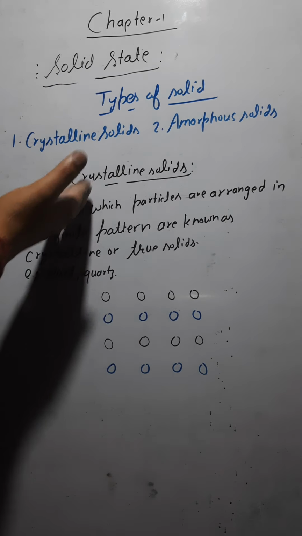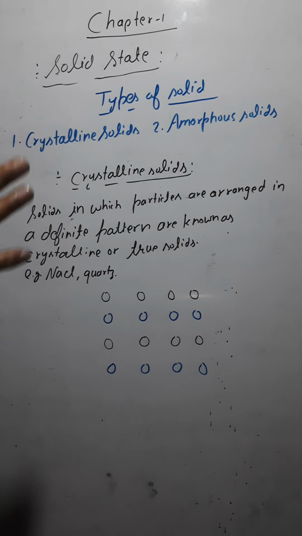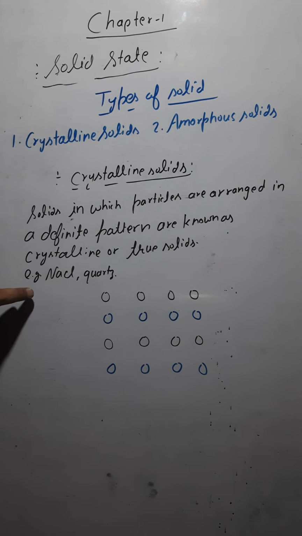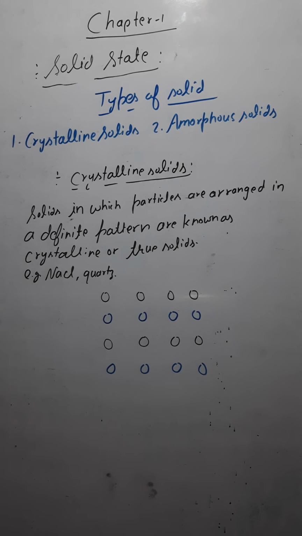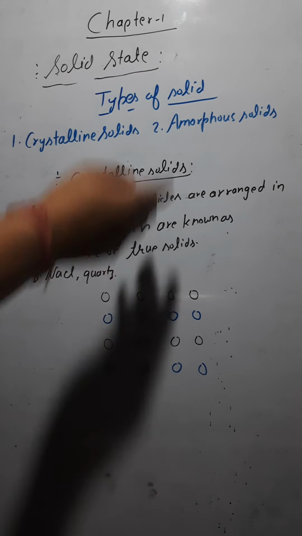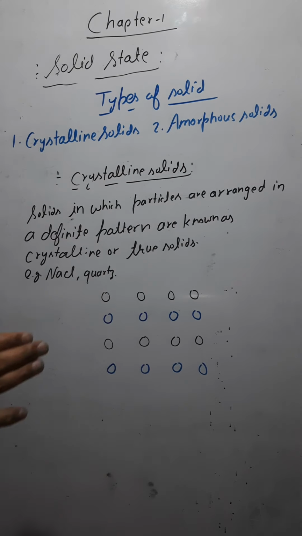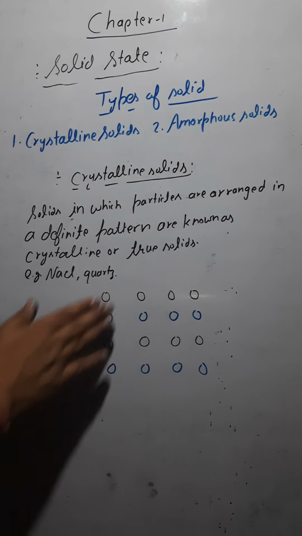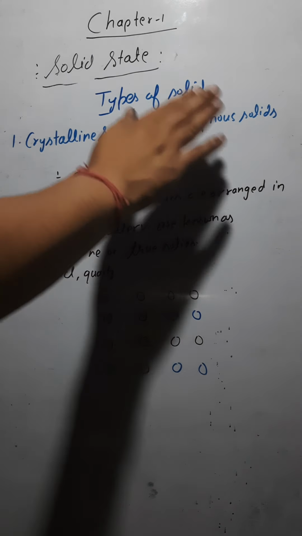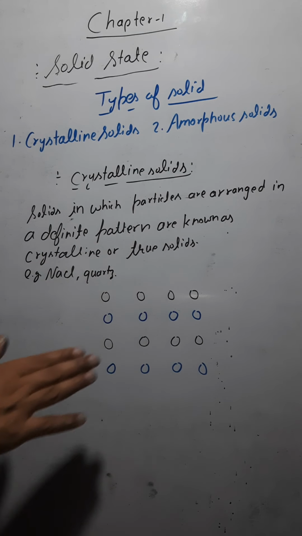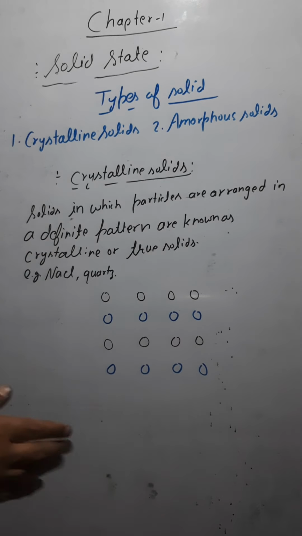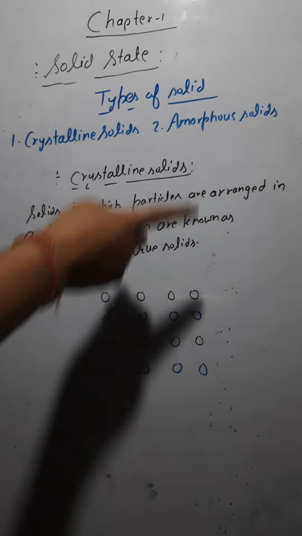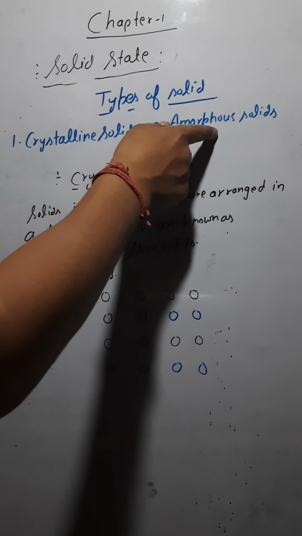Crystalline solids are also known as true solids. Both are the same. For example, NaCl and quartz are examples of crystalline solids, also known as true solids. Then what are amorphous solids? Amorphous solids are solids that do not have a proper pattern of the particles, where the particles are not arranged in a definite pattern.